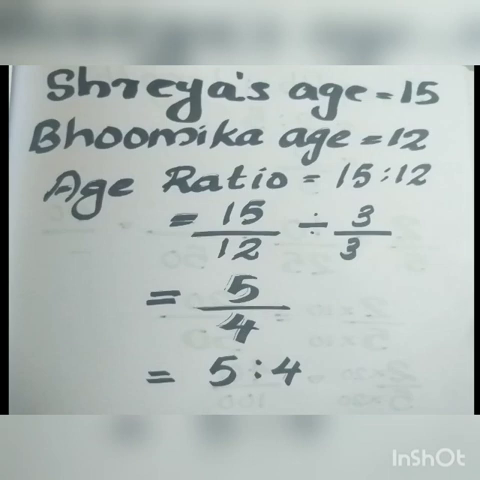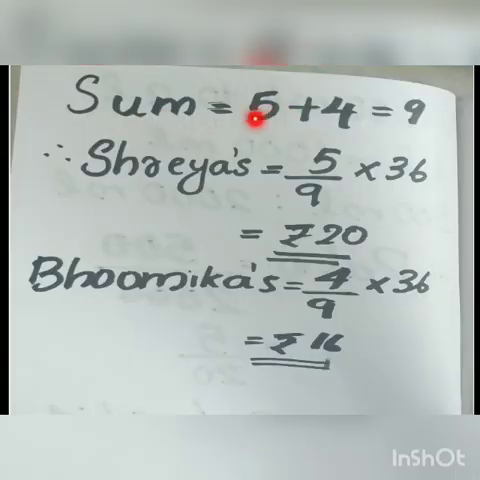So in this ratio, mother is going to divide. So what is the total amount? 36. So dividing, what sum? 5 plus 4. 5:4 is the ratio. Adding 5 plus 4, 9. Now what is the part of Shreya? 5 by 9 into 36. Now what will be the part of Bhumika? 4 by 9 into 36. Same, you are getting rupees 20 and rupees 16. So Shreya will get 20, Bhumika will get 16.